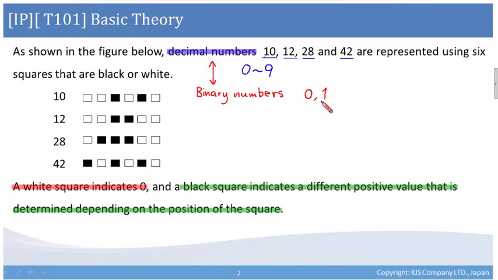So how do we know which one is 0 and which one's 1? Well, it says here a white square indicates 0. So white square means 0. Okay, and then the black square indicates a different positive value depending on where it is, and these are the ones. And depending on where these ones are, the number would differ. So let's have a look at how these squares work and how binary numbers can be determined.